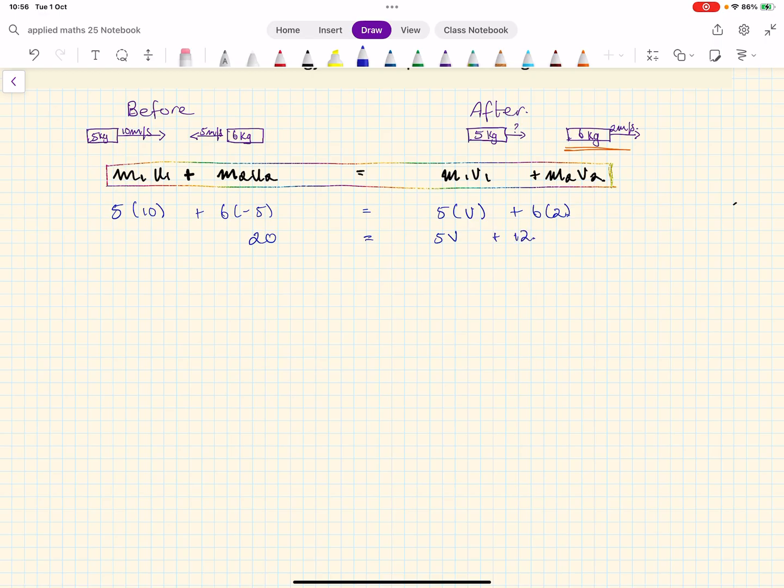So take 12 over and I get 8 is equal to 5v. So 8 over 5 meters per second is my velocity.